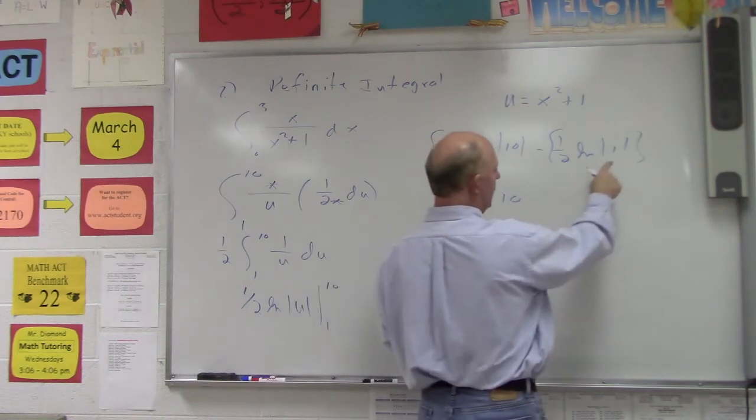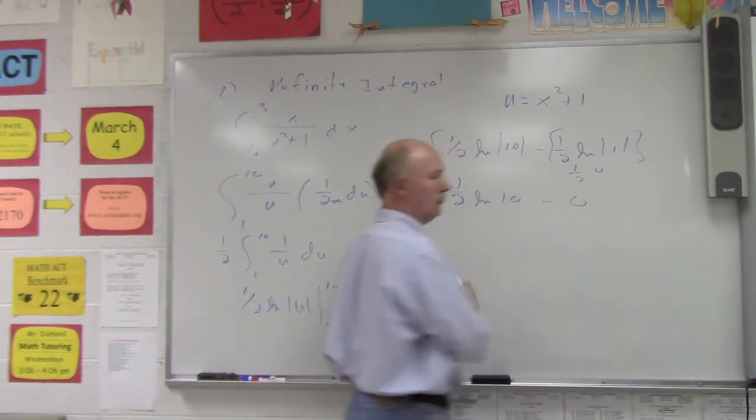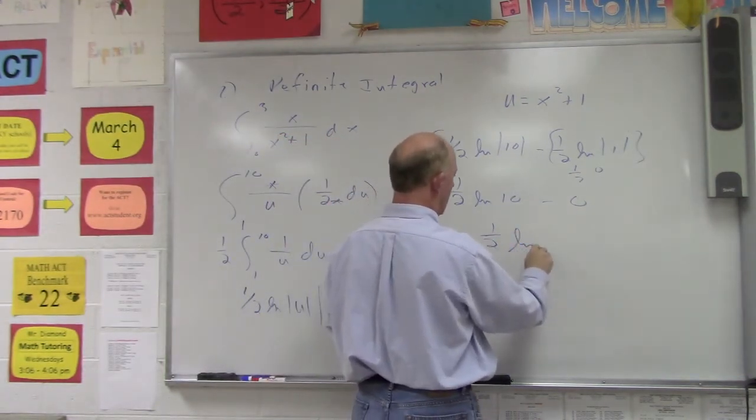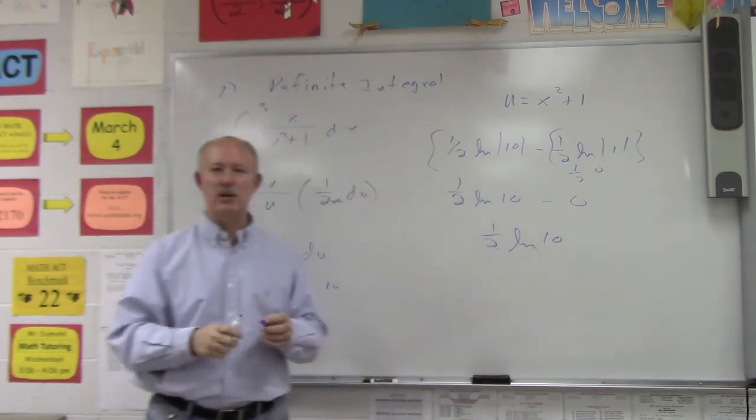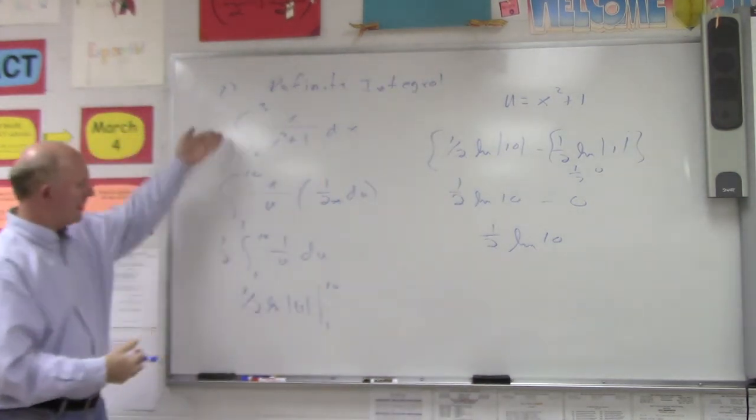Now remember we said natural log 1 is 0. We have 1/2 times 0, which is 0. So our answer then is 1/2 natural log 10. Now if you've got a calculator, you can punch it up and see what the decimal answer would be. But this is just an example of a definite integral.